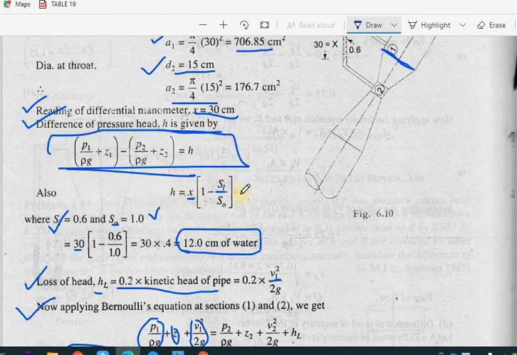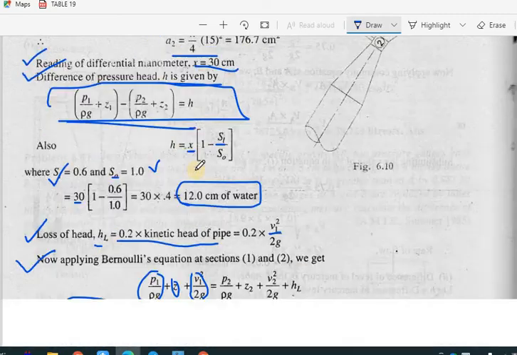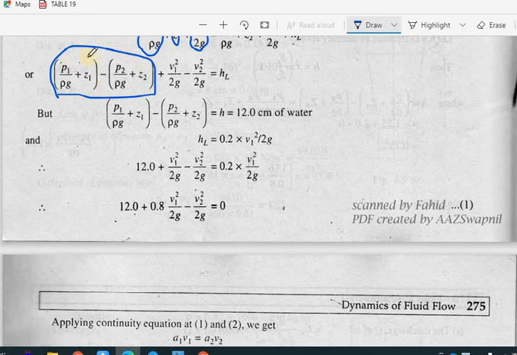By this formula we are calculating the value of H, and now we will replace all this value with H. So this will be 12 centimeter. And HL is 0.2 times V1 square by 2g. So we are replacing HL by 0.2 times V1 square by 2g. We'll write over here: 12 plus V1 square by 2g minus V2 square by 2g equals 0.2 into V1 square by 2g.